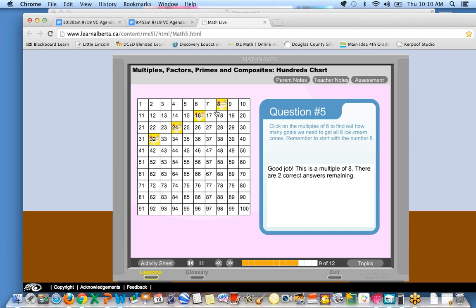All right, so I have 8 times 1, 8 times 2, 8 times 3, 8 times 4. What's 8 times 5? 8 times 5 is not 30. 8 times 5 is 40. 8 times 6. Multiplication, guys, go fast. 8 times 6. 48. 8 times 7. Woo! Some multiplication facts for you.